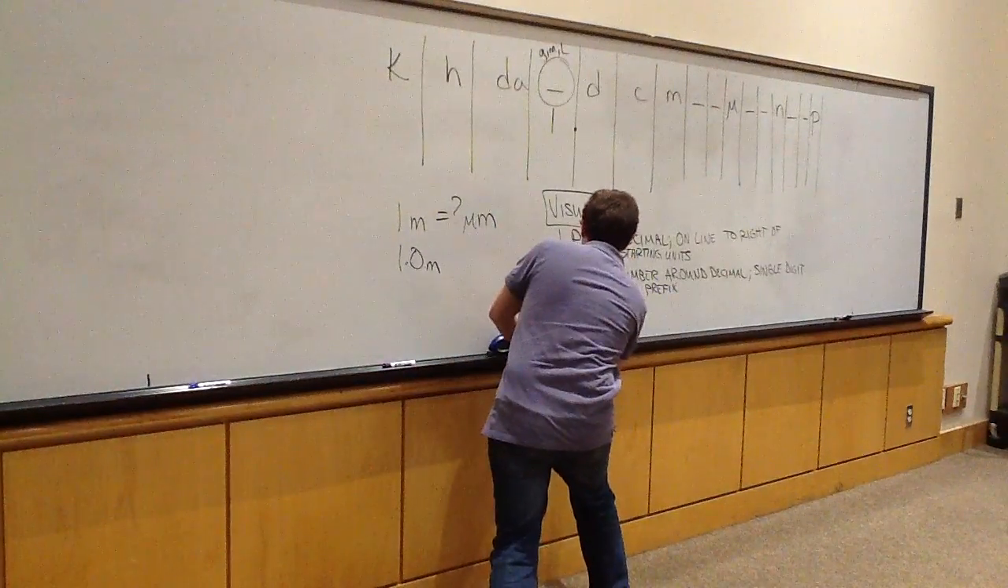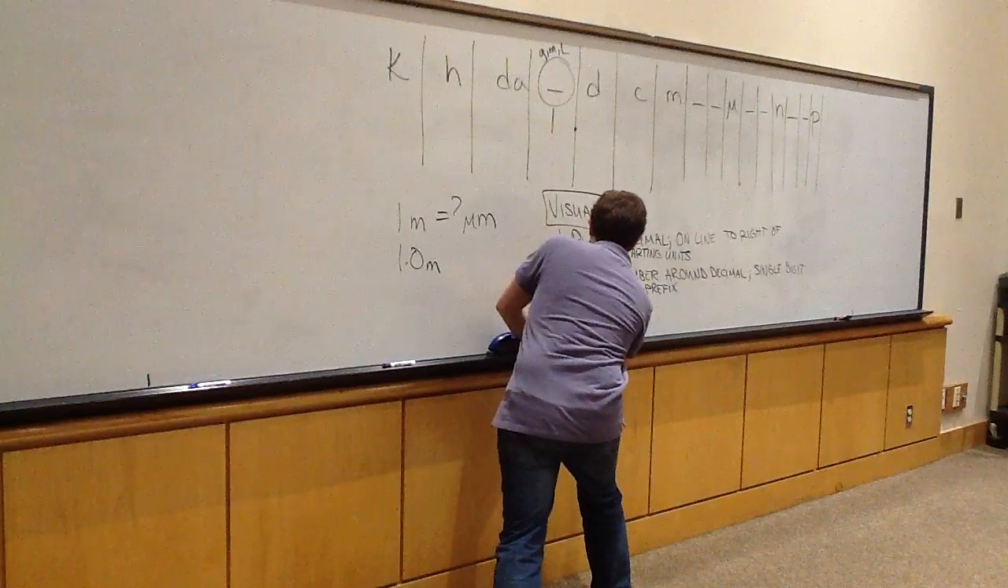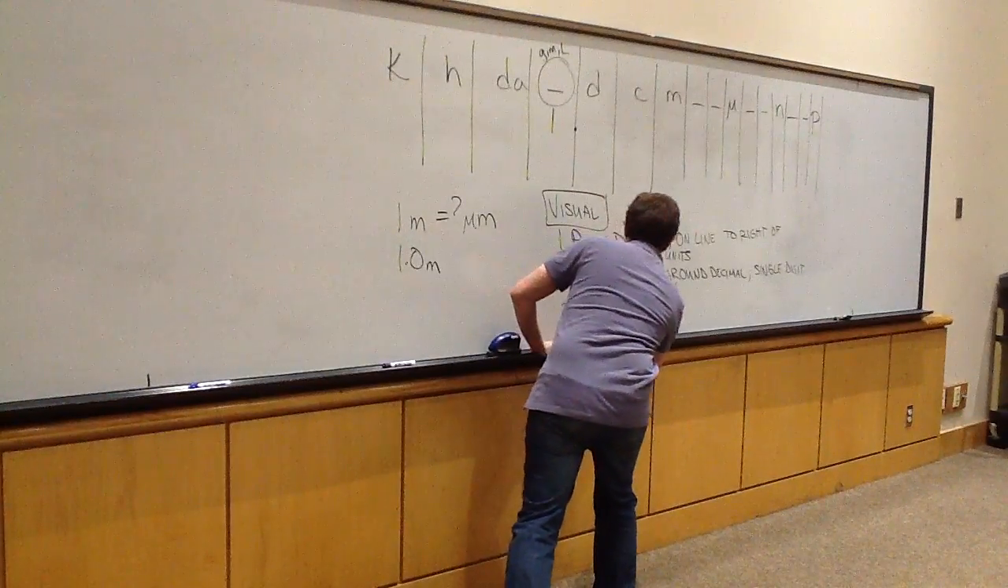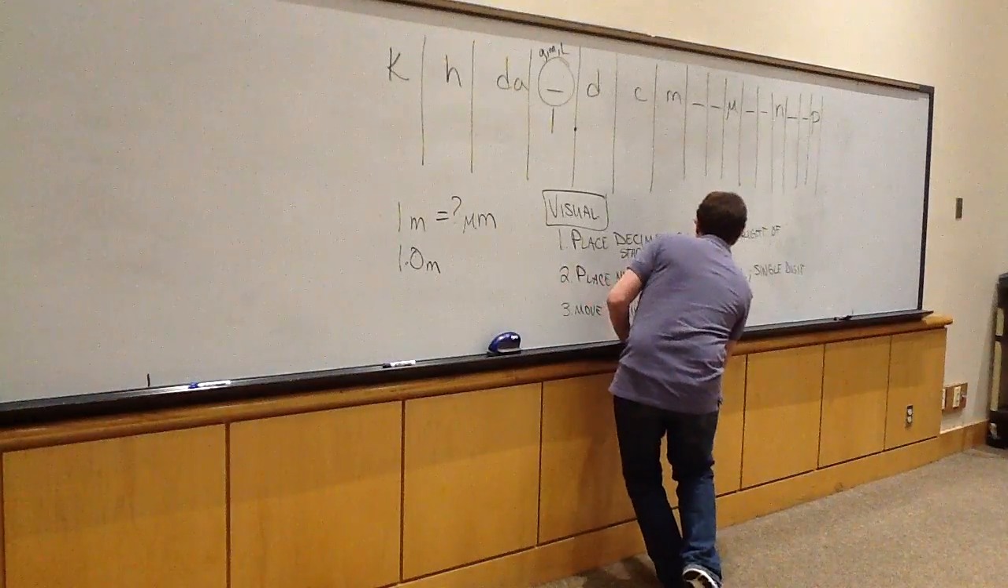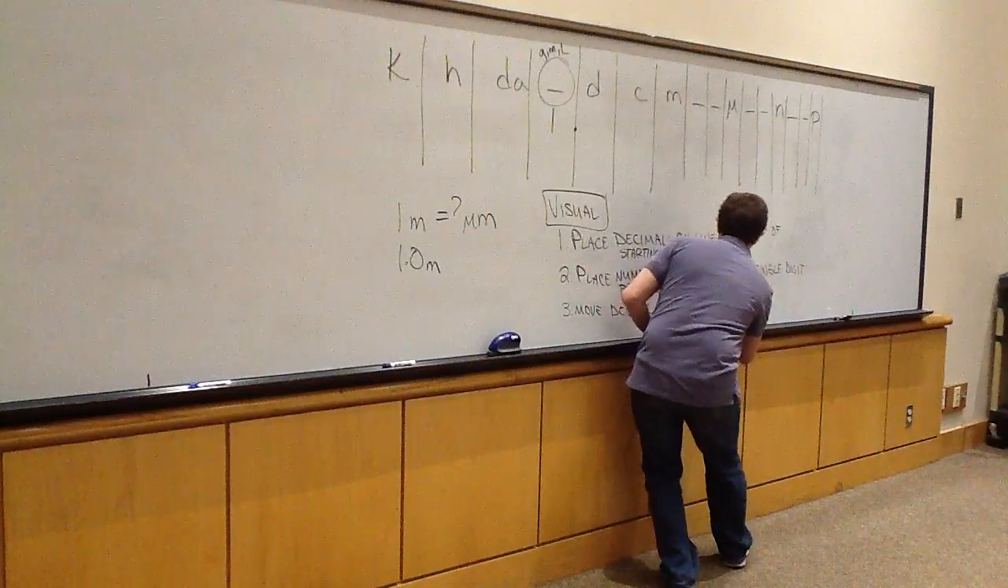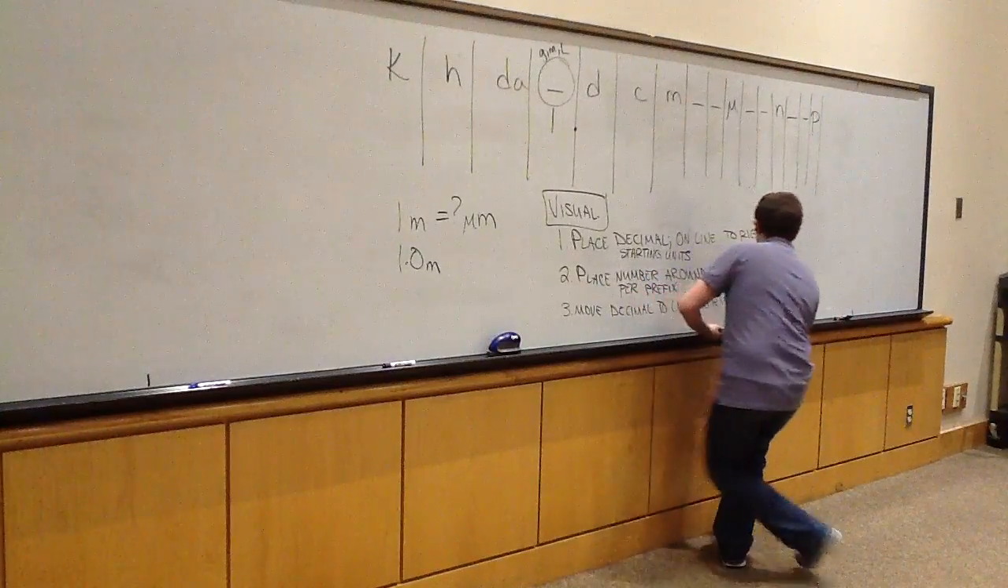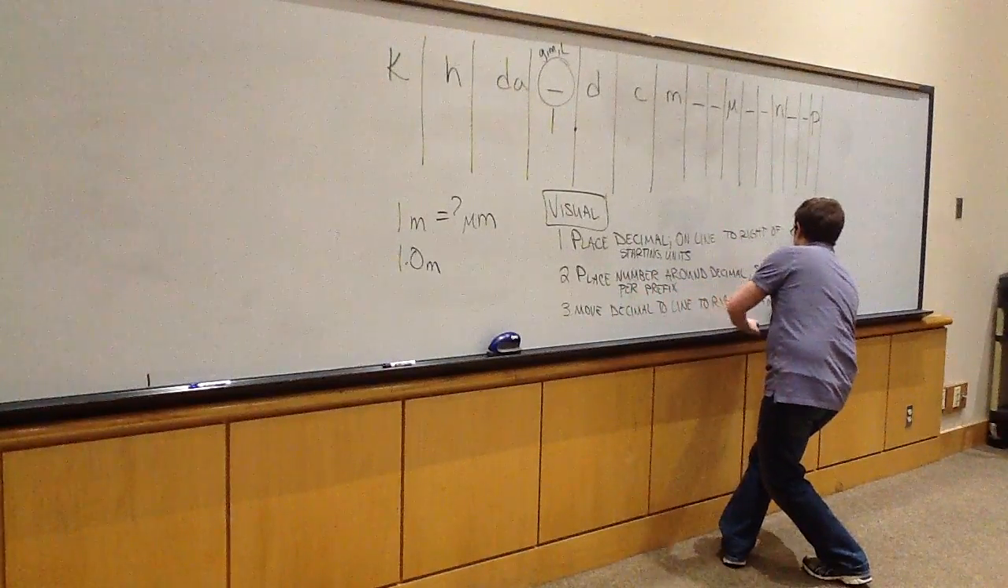The next thing I'm going to want to do is move the decimal to the line to the right of the final prefix.